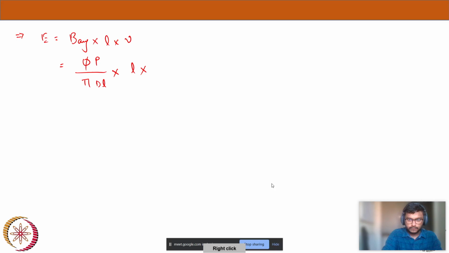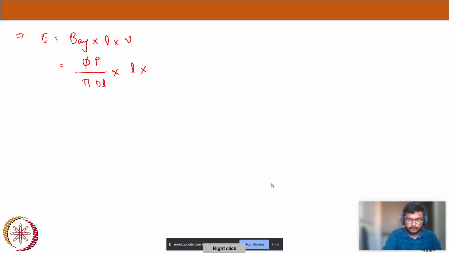Pi d n, because it's the frequency multiplied by length, pi d n. The units will be meters per second. L into pi d n. So the pi d l, pi d will get cancelled, and you will get pi p n.